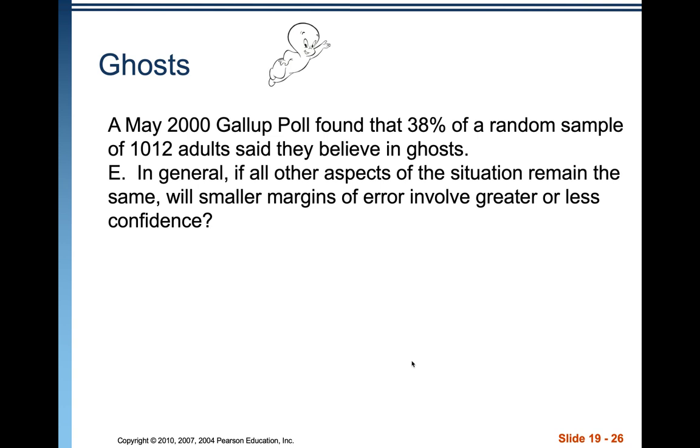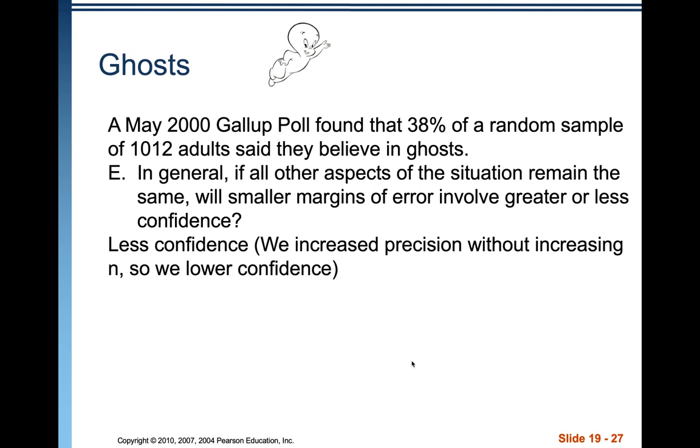In general, if all other aspects of the situation remain the same, will smaller margins of error involve greater or lesser confidence? Okay, if we reduce our margin of error, we are increasing our precision. And so we are lowering our confidence. We will be less confident, but more precise.